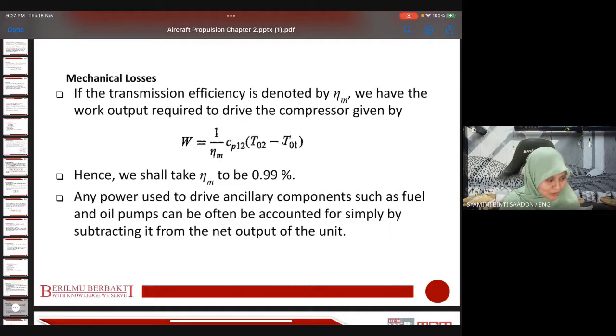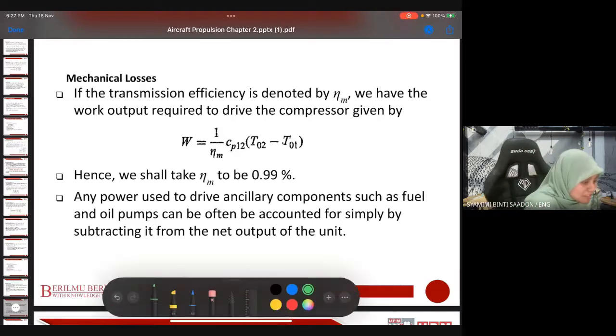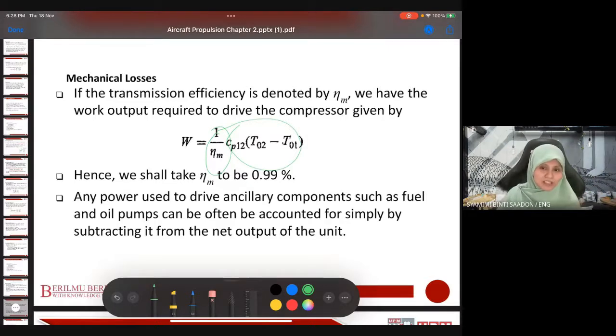So for the work that drives the compressor, instead of having just C_P delta T in the calculation of the work, we need to take into consideration this mechanical loss, this transmission efficiency.